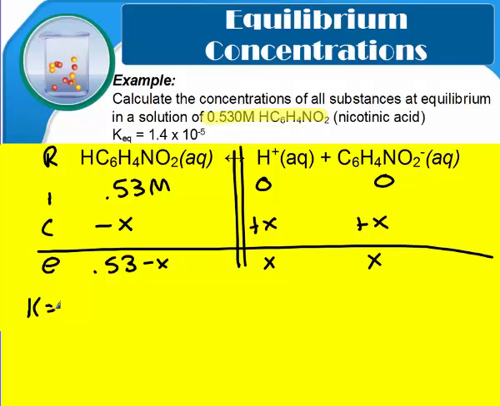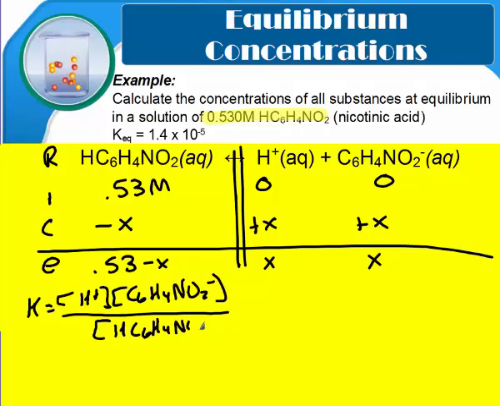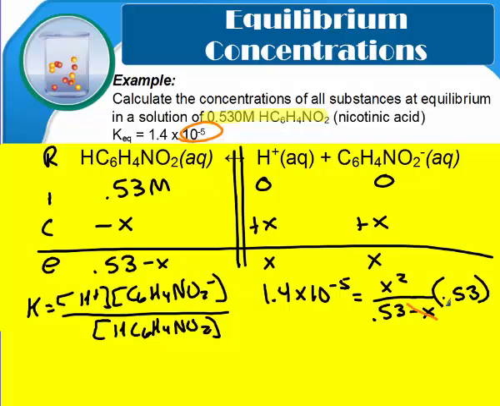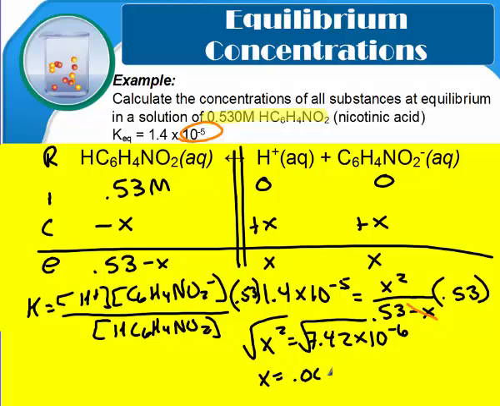Writing our KEQ expression, plugging in all our values, ignore minus x since our KEQ is less than 10 to the negative fourth. Multiply by 0.53. X squared is equal to... square rooting... x is equal to 0.00272.